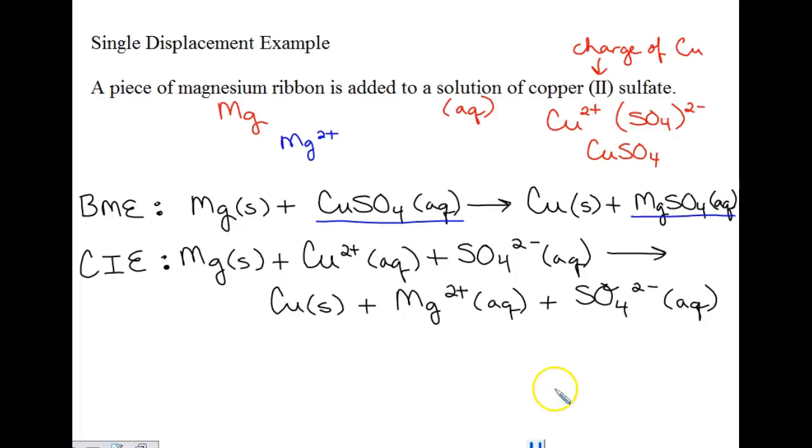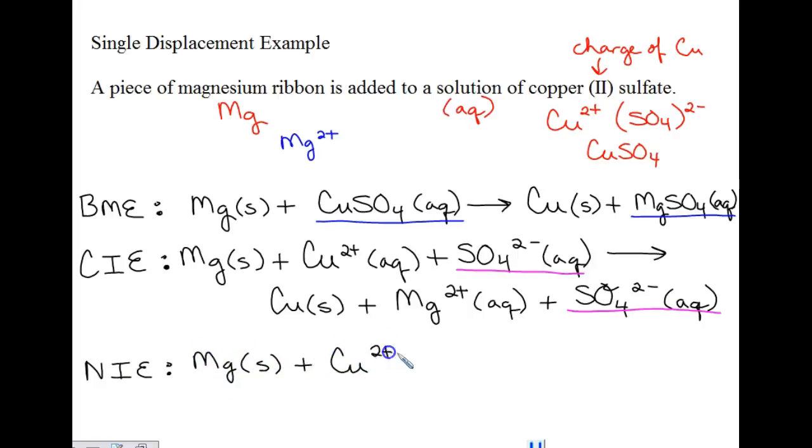Alright, now we need to find our spectator ions in this, and there's only one spectator in this one. That would be the sulfate. So our net ionic equation just involves all of our metals. So our solid magnesium and our aqueous copper ion, they switch places and become solid copper and aqueous magnesium ion. And that is your net ionic equation.